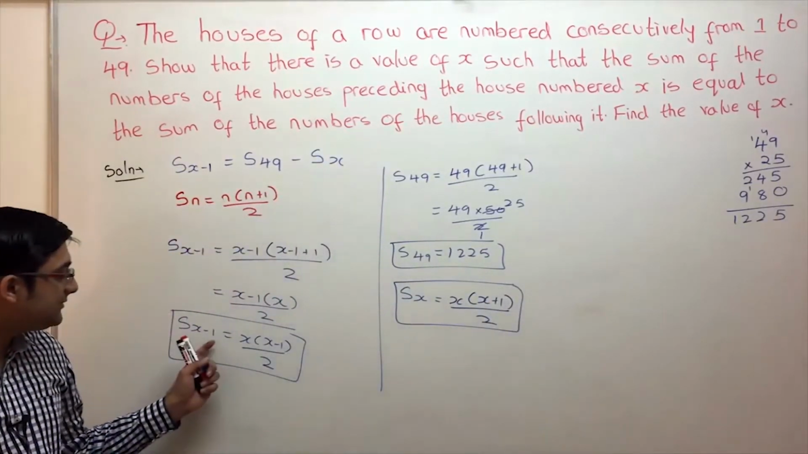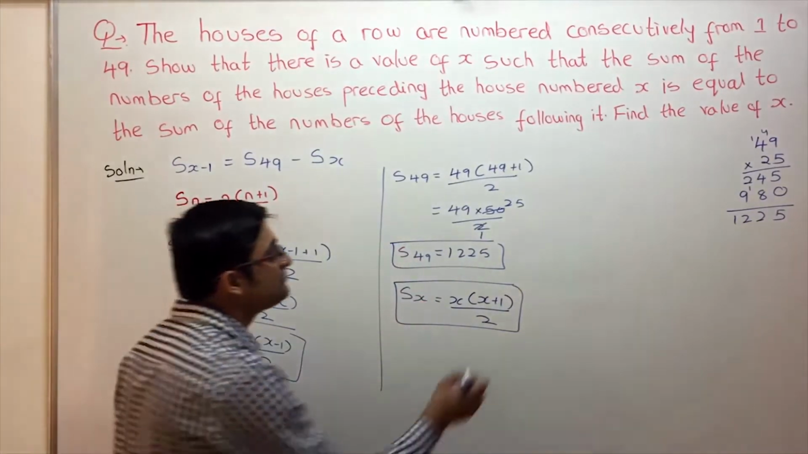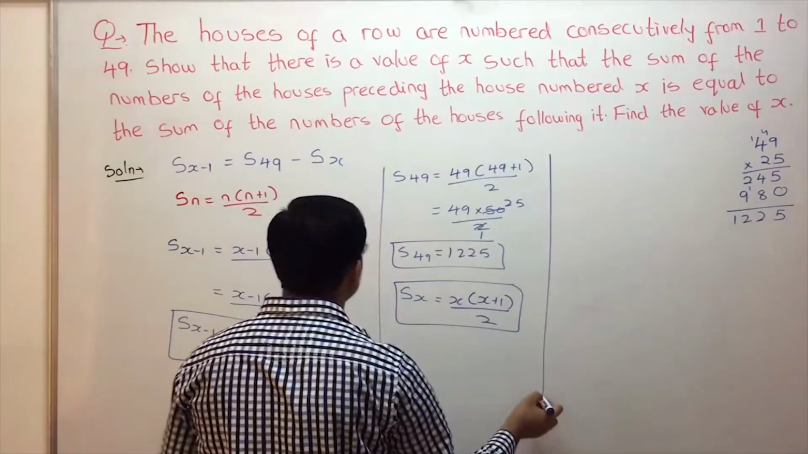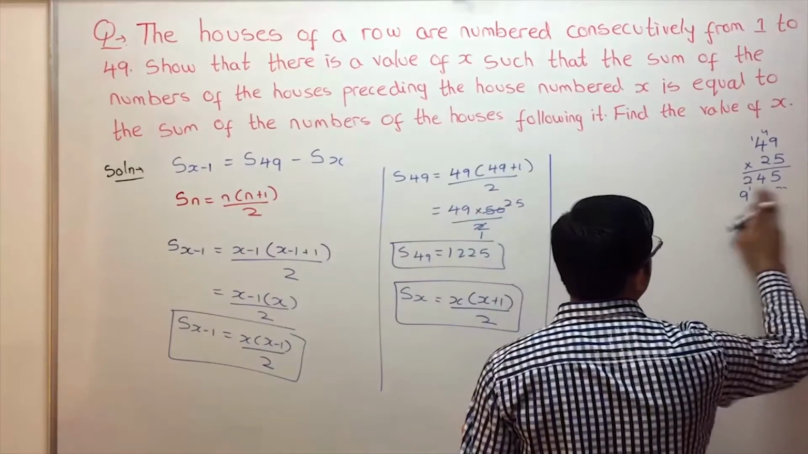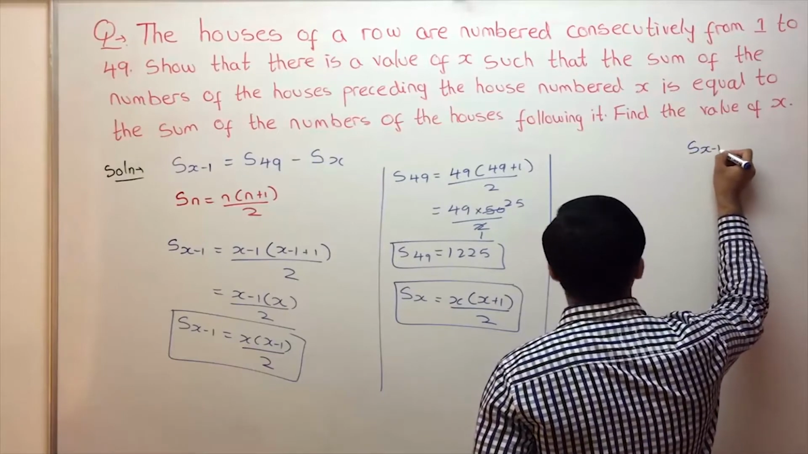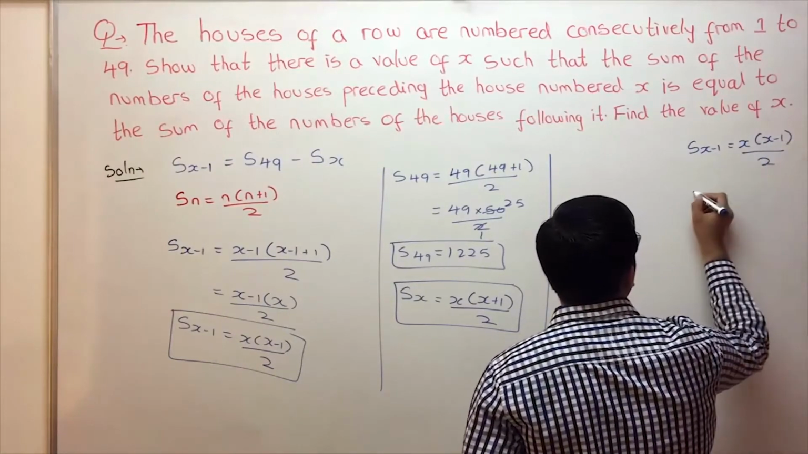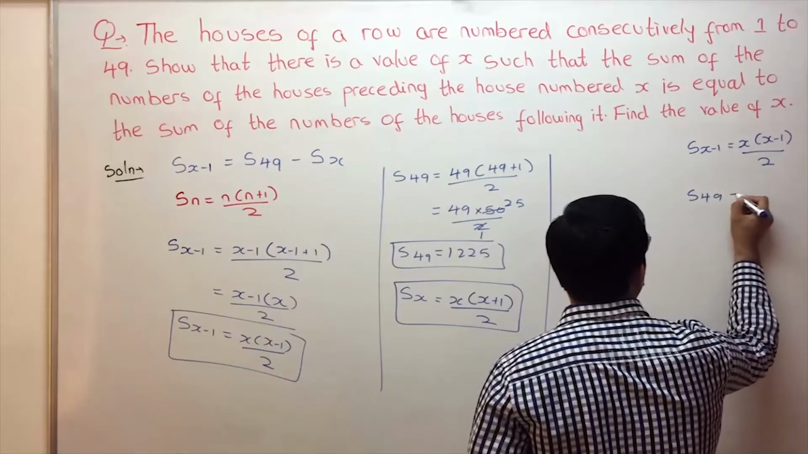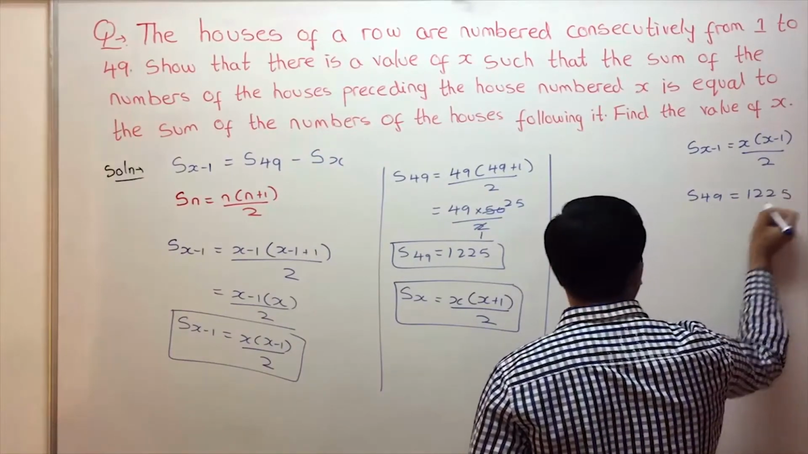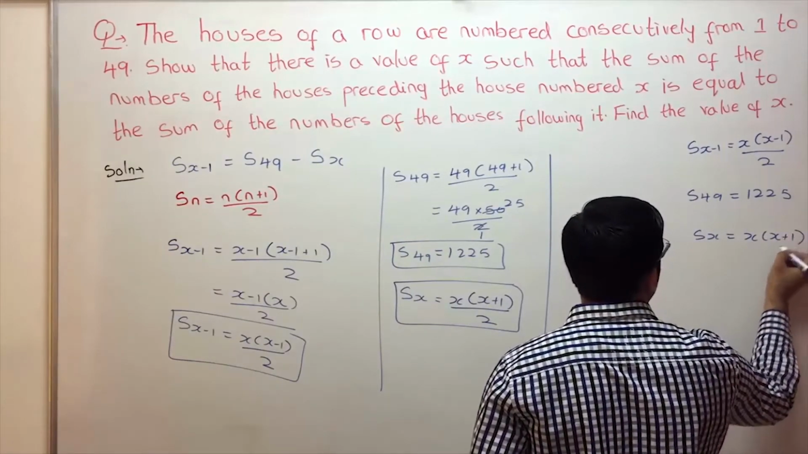So we have all the three sums: S of x minus 1, S of 49 and S of x. Now let's just plug in the values. I'll copy down these sums over here. We have S of x minus 1 as x into (x minus 1) by 2, then S of 49 as 1225, and then S of x as x into (x plus 1) by 2.